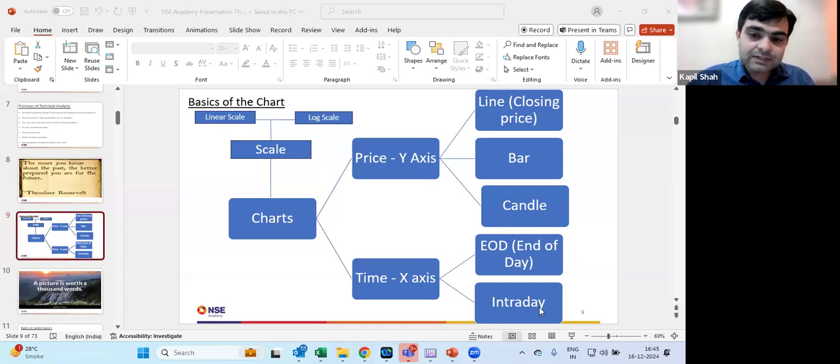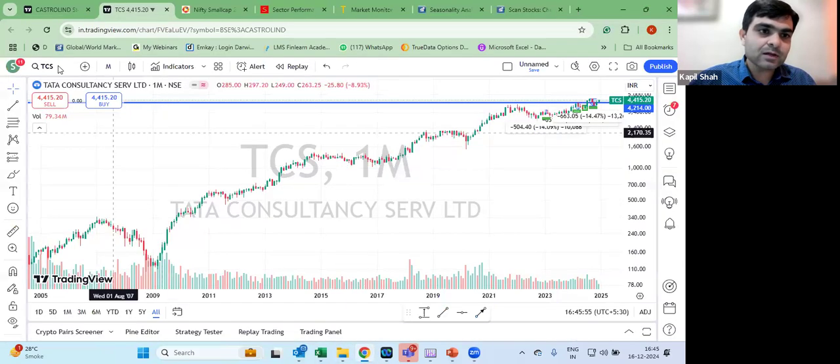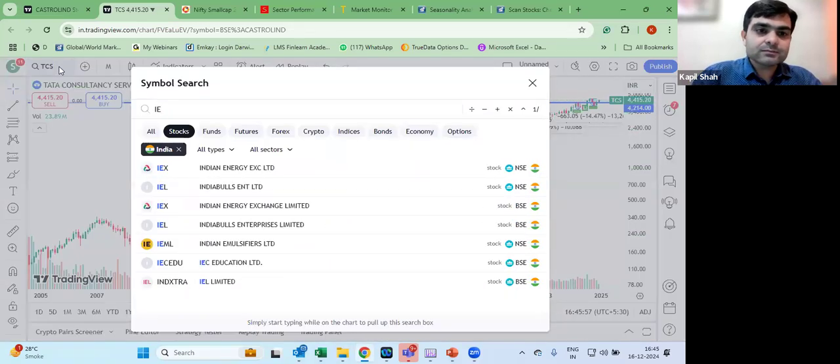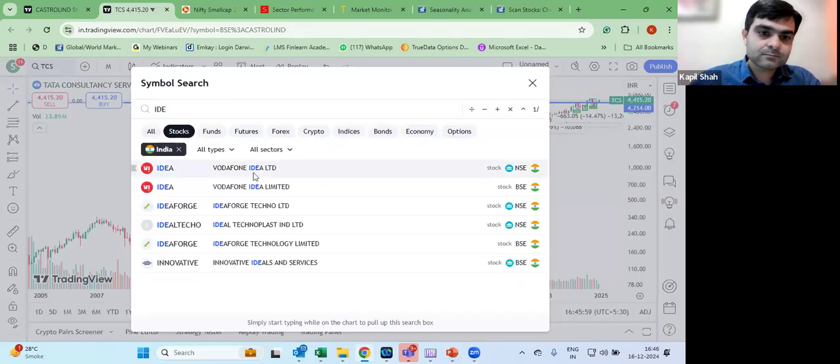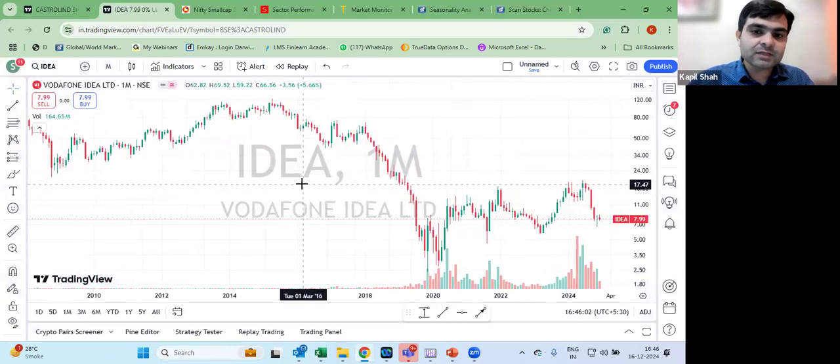Another aspect is the scale. Scale is a very important element and is highly ignored. Let me show you a chart. So let's say, for example, I show you the chart of Idea Cellular. Now, this is the one chart.